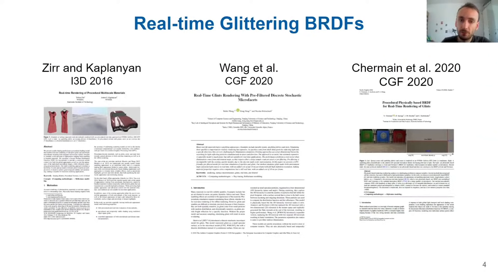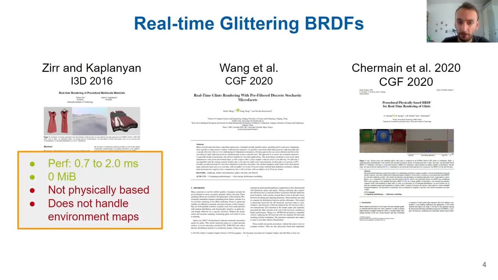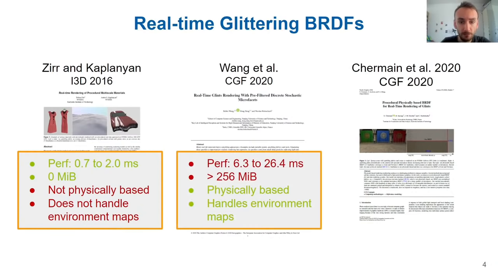Several methods exist to render glittering surfaces in real time. The glittering BRDF of Zirr and Kaplanyan is very efficient and does not consume memory. But this method is not physically based. The BRDF is not normalized and it does not handle environment maps. The glittering BRDF of Wang and colleagues is expensive in computation time and memory, with more than 256 megabytes. But this model is physically based and lighting by environment map is possible.